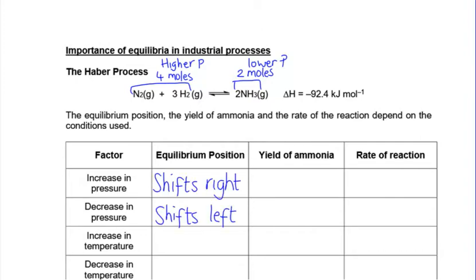And you should have got that. And could you explain it in an exam? So could you say that it shifts right to oppose the change and reduce the pressure? So what effect would that have on the yield of ammonia? If we shift right, then we're going to increase the yield of ammonia. If we shift left, we're going to decrease. So which of these is our chemist aiming for?